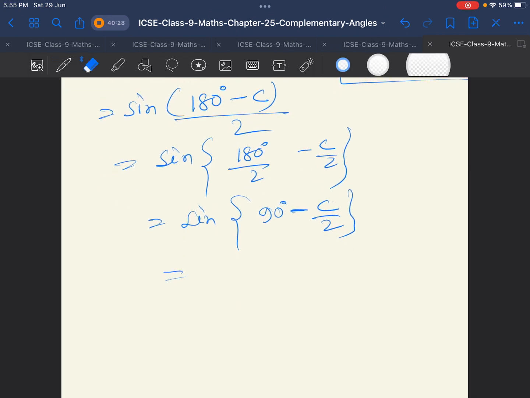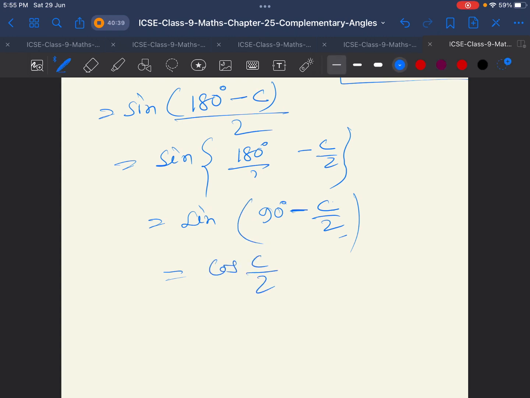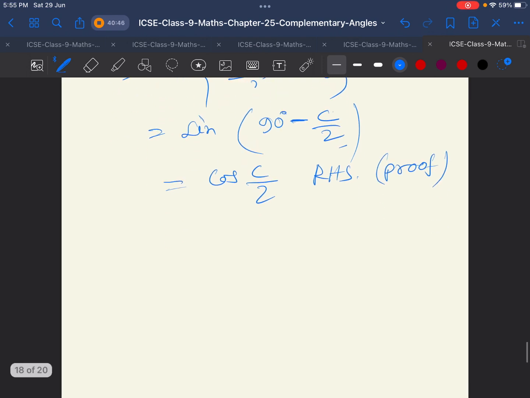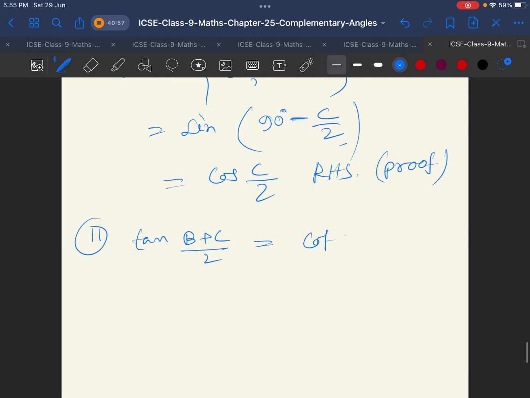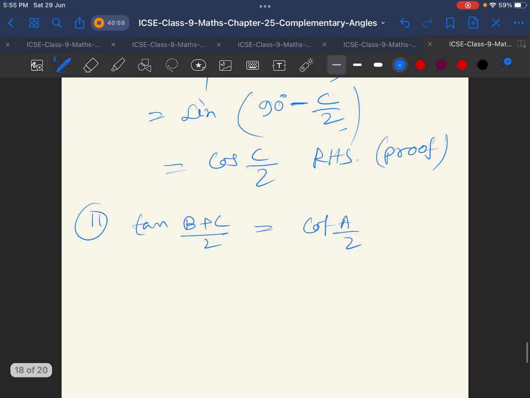So we already know sine of 90 minus C by 2 we can write as cos of C by 2. So this is the right hand side. Proved. Now second question: tan of B plus C by 2 equals cot of A by 2.